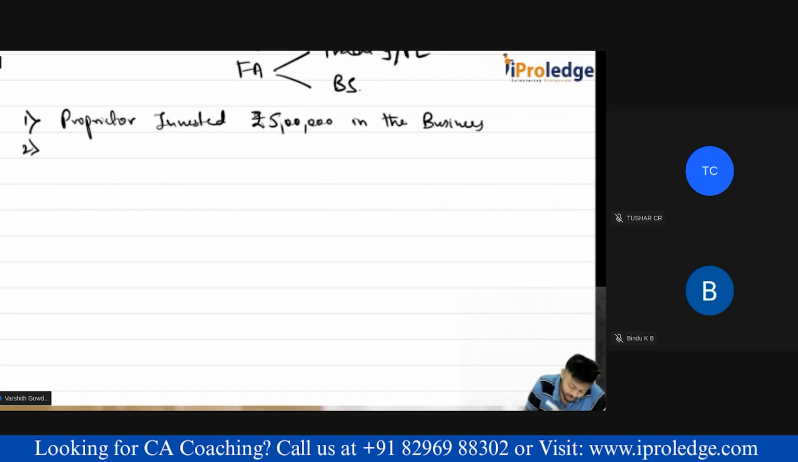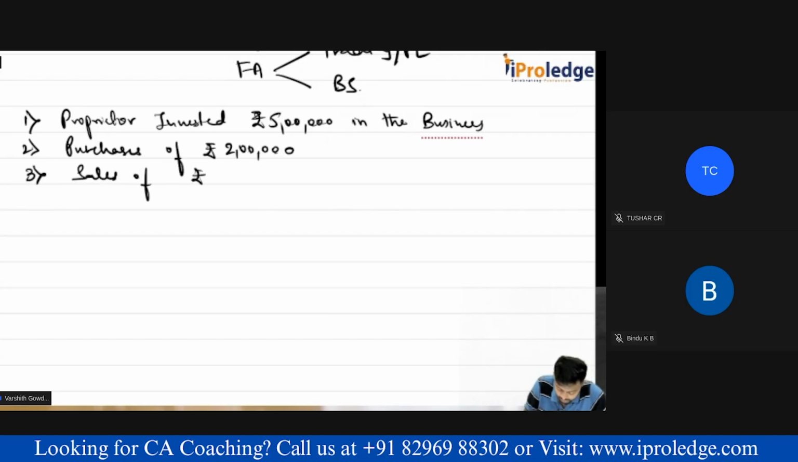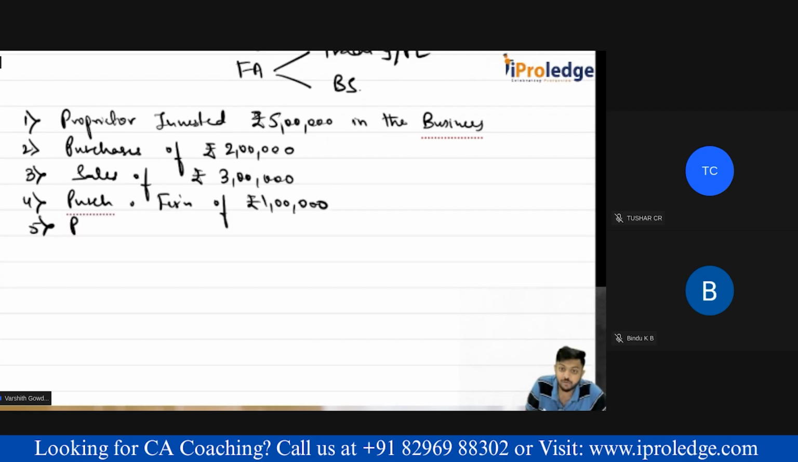Then he made purchases of say 2 lakh. Next, he made sales of 3 lakh. Then purchased furniture of 1 lakh. Then paid rent. No need to write down, not write down. Just watch the discussion. Please don't write it down. Paid rent of 50,000.